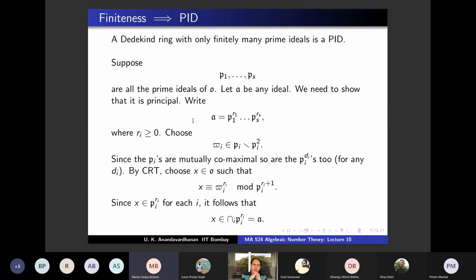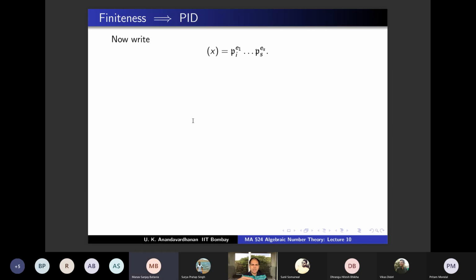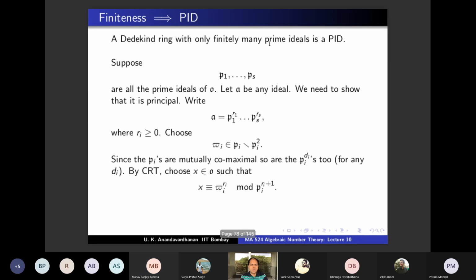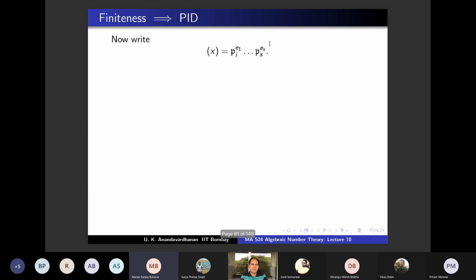Okay. And now the claim is, as you suggested, the ideal generated by x is equal to A. For that, you take the ideal generated by x and write it as a product of primes. So now, I have written it as P1 power E1, etc., PS power ES. What can you say about the coefficients Ei? You want to compare. So the proof will be over if you show that Ei equals Ri, right? So we are done if we can show that Ei equals Ri. But one way is obvious. Ei bigger than Ri or Ei less than Ri? Which is obvious?